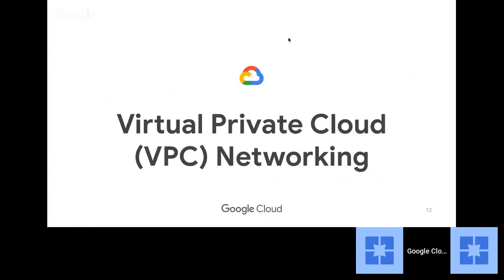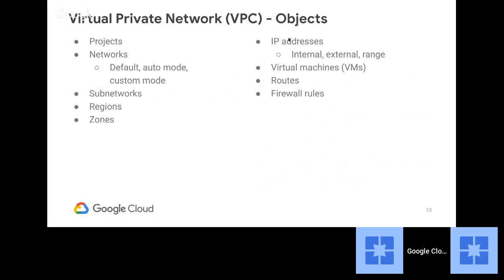So let's dive into VPC networking in a little bit more detail. These are probably the nine most important things that you need to know around VPC, or I guess the objects that are associated and used in VPC networking. We've spoken about networks and projects, and it's really important to understand, as I said before, that your networks are global, your subnets are specific to a particular region, and you can have networks in either the default automatic mode or in the custom mode.